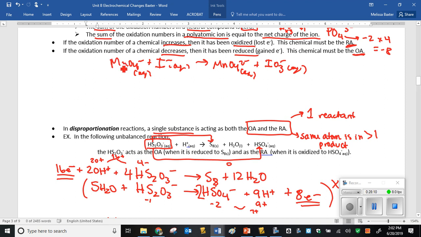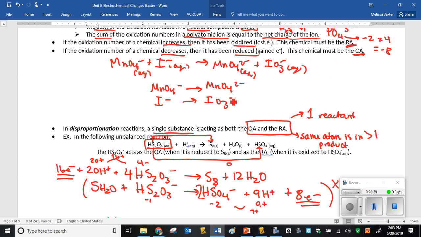Okay, so first thing, decide what your 2 half reactions are going to be. So MnO4 negative, MnO4 2 negative go together, I negative and IO3 negative go together. The first few steps are the same, so you balance things other than oxygen and hydrogen. So it would be manganese in the top reaction, there's 1 on each side, so we're okay. Iodine in the bottom reaction, 1 on each side, so we're okay.